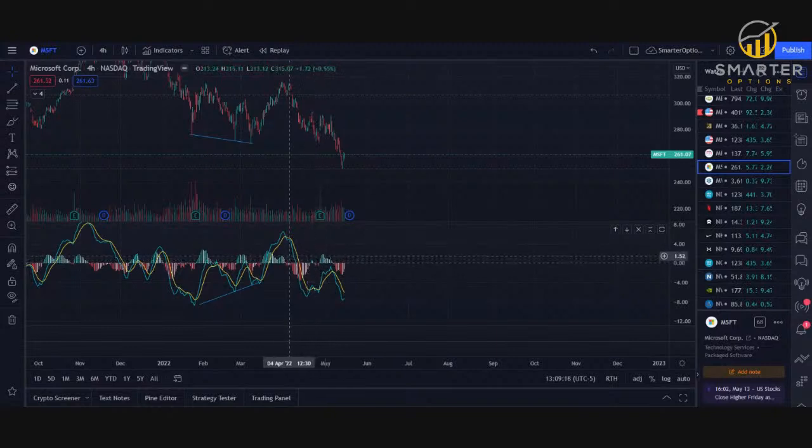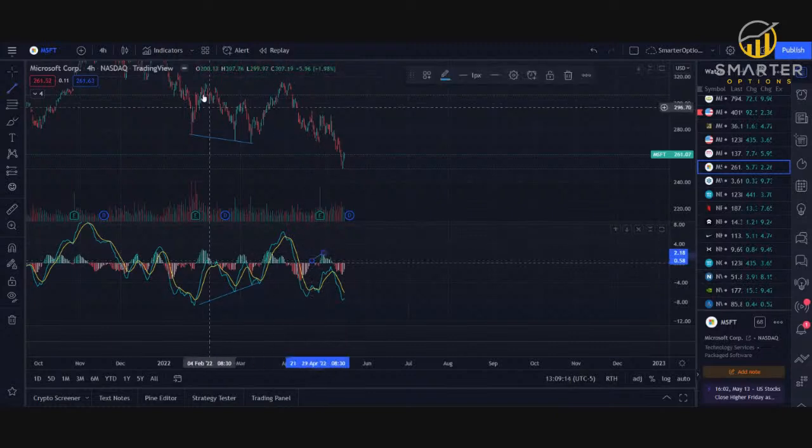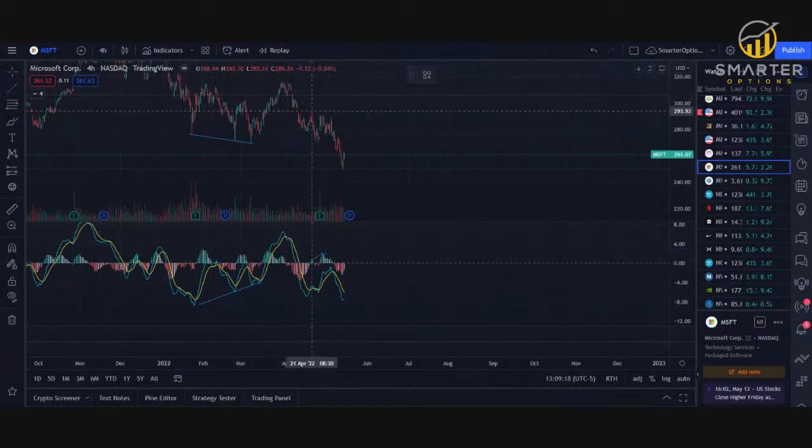Here was a bearish hidden continuation right here because we have higher highs on the oscillator. Okay, but we got lower highs right here. That's a hidden bearish divergence. That's a continuation divergence. Not very big, but it still played out.